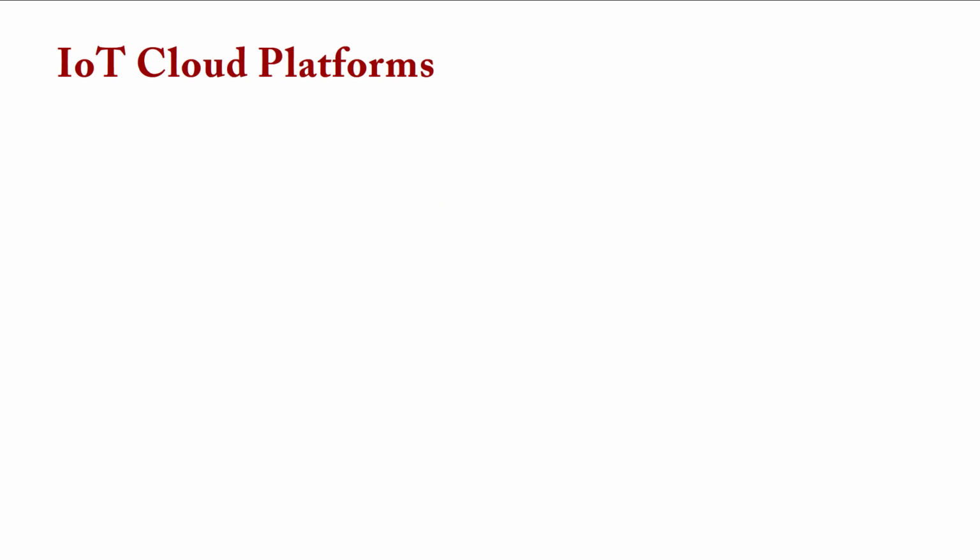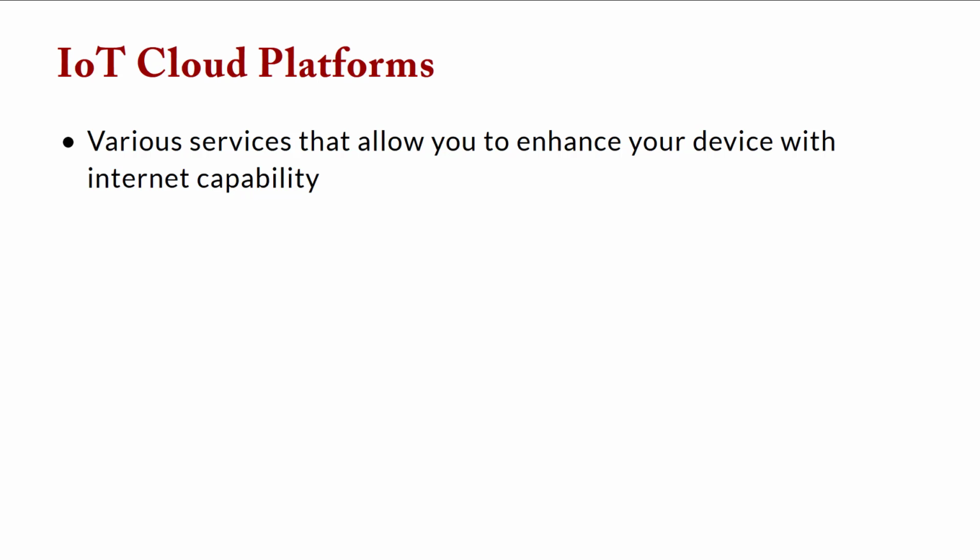So when we say the term IoT cloud platform, what does that actually mean? All we mean is it's a shorthand for describing various services that your device can connect with across the internet. So data storage, connection control, things like that. Anything that your device can do on the internet, we say it's connecting through a cloud platform. It's just software, basically.